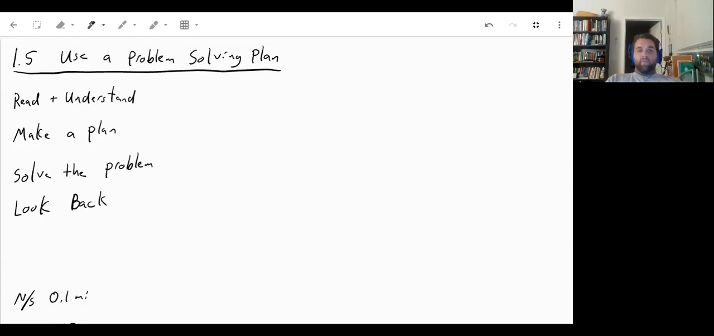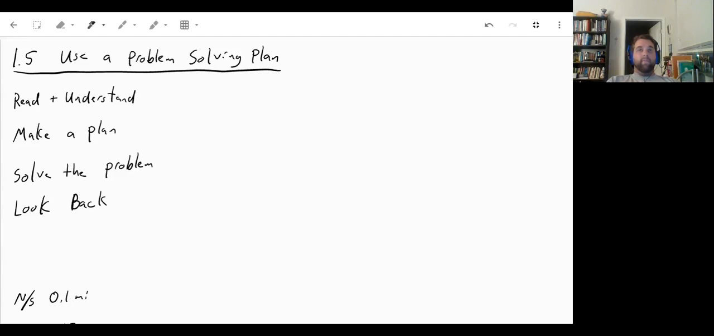Welcome to lesson 1.5, using a problem-solving plan. So there's four main steps when you're trying to approach and develop a plan for approaching problems, especially with word problems. The first step, work to read and understand what the question's actually asking.